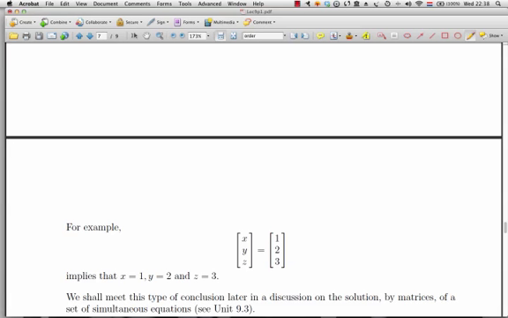If two matrices are equal, it means they have the same elements. Like for instance, this matrix with x, y, z equals 1, 2, 3. It means x equals 1, y equals 2 and z equals 3. Well, that's not very shocking, I suppose.